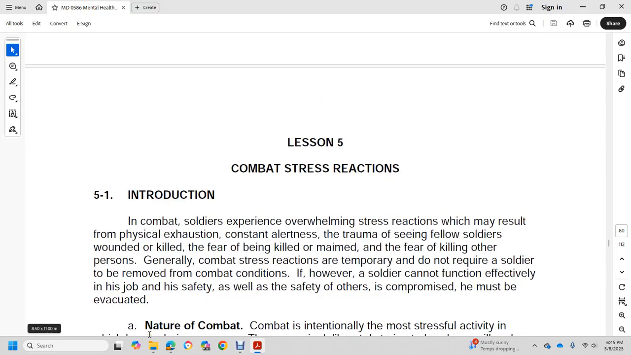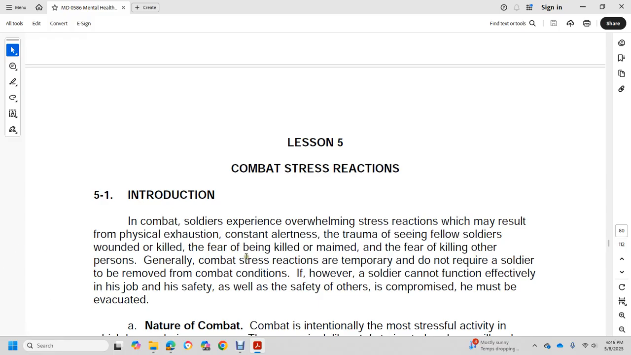Introduction. In combat, soldiers experience overwhelming stress reactions resulting from physical exhaustion, constant alertness, trauma, seeing fellow soldiers wounded or killed, fear of being killed or maimed, or fear of killing another person. Generally combat stress is a serious but temporary reaction that does not require the soldier to be removed from combat conditions. However, the soldier cannot function effectively in his job. His safety as well as the safety of others is compromised, and he may be evacuated.